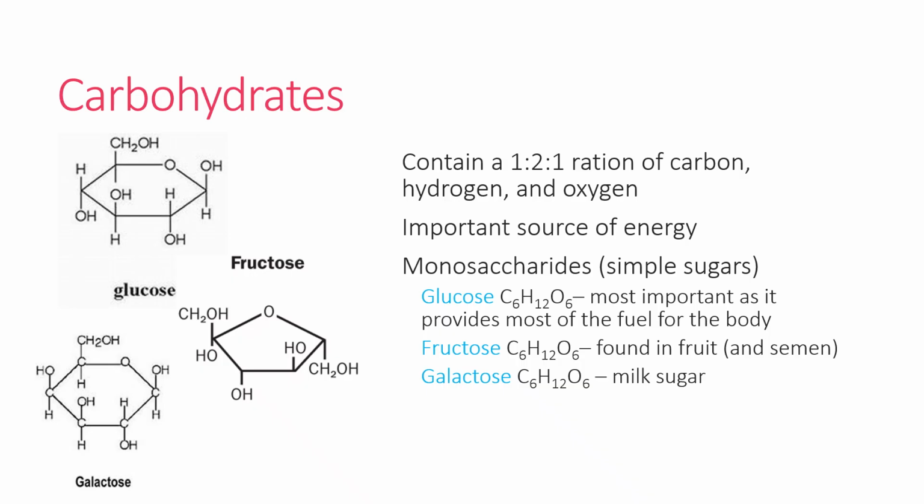Monosaccharides are the monomers of carbohydrates. These are the basic building blocks of all of our carbohydrates. We have 3 monosaccharides: glucose, fructose, and galactose. Now you'll notice they all 3 have the same chemical formula, C6H12O6. The big difference is going to be organization.